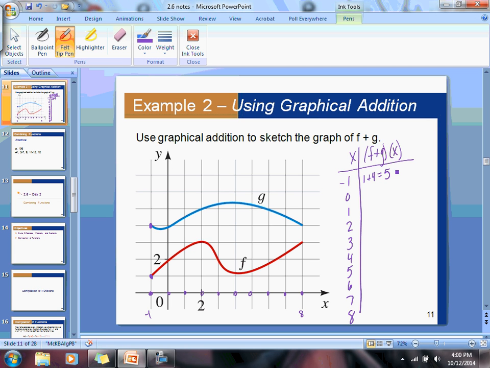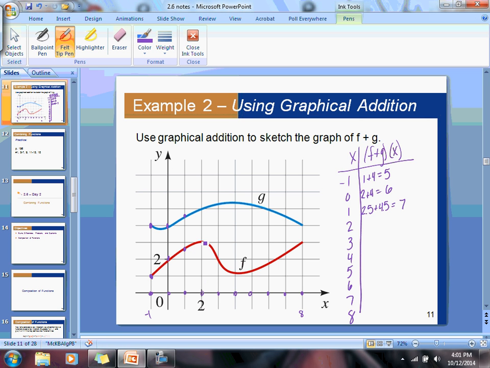And then at 0, looks like I had a value of 2, and then probably 4 again. So 2 plus 4 will be 6. At 1, let's see, the f function looks like it was at about 1.5. Oh, I'm sorry, 2.5. And then here, the g function looks like it might have been at 4.5. So there's a little estimation here that we're doing. How you read the graph or how you interpret it might be slightly different than someone else.